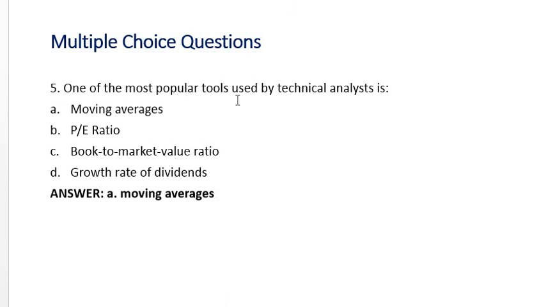The next one is one of the most popular tools used by technical analysts: moving averages, PE ratio, book to market value ratio, growth rate of dividends. It is actually moving averages. So we don't find PE ratio, book to market and growth rate of dividends in technical analysis. We find them only in fundamental analysis.